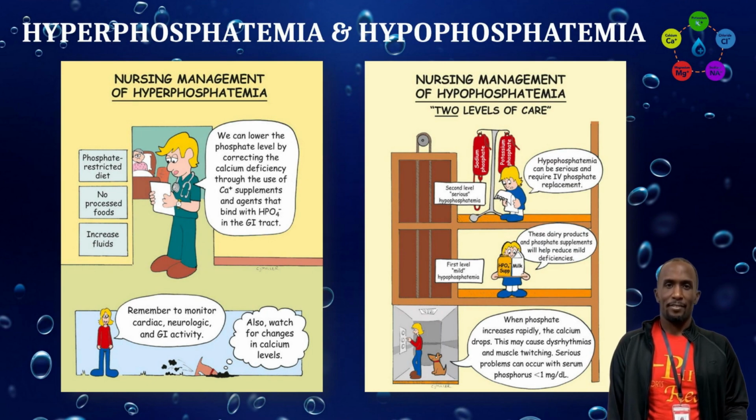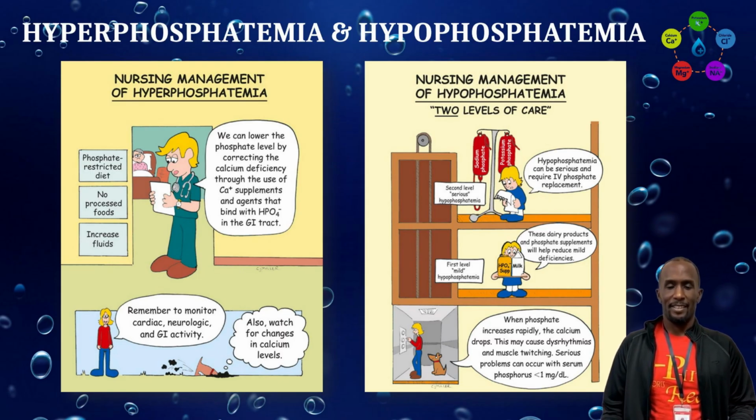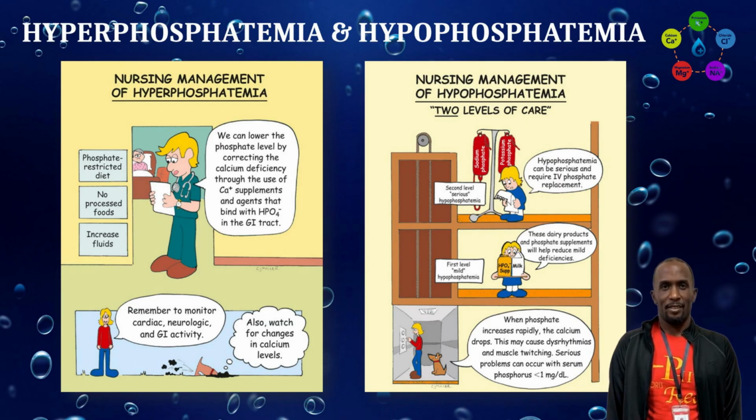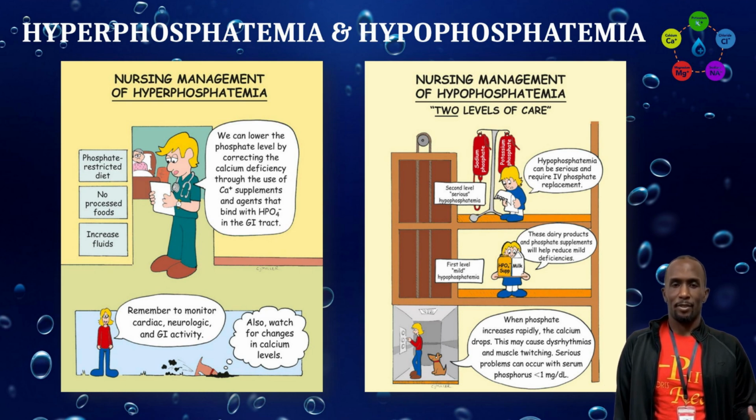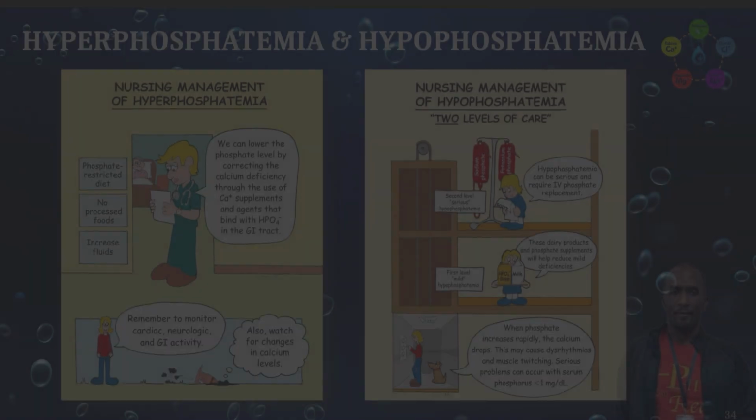Hyperphosphatemia occurs when phosphate levels exceed 4.5 milligrams per deciliter, often due to renal failure or excessive intake. It can lead to calcification in tissues and cardiovascular issues. Hypophosphatemia, with levels below 3.0 milligrams per deciliter, may result from malnutrition or alcohol abuse, causing muscle weakness and respiratory failure. Both conditions require careful management to restore balance.